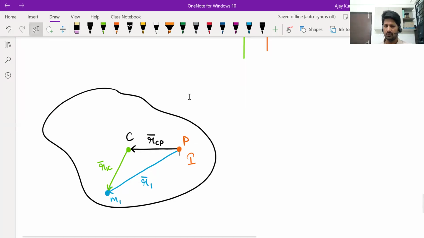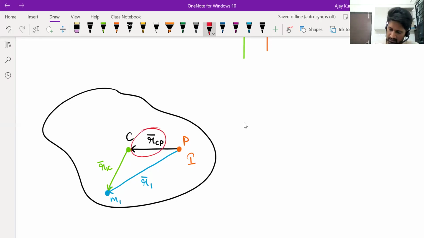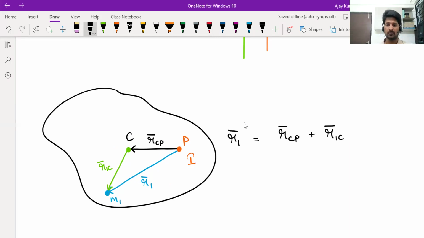Now these three have formed a vector triangle. And from triangle law of vector addition, we know that if two vectors are taken as two sides of a triangle, then the closing side taken in reverse order will be their resultant. Therefore, in this vector triangle, we can write R1 vector is equal to RCP vector plus R1C vector. This is from triangle law of vector addition.